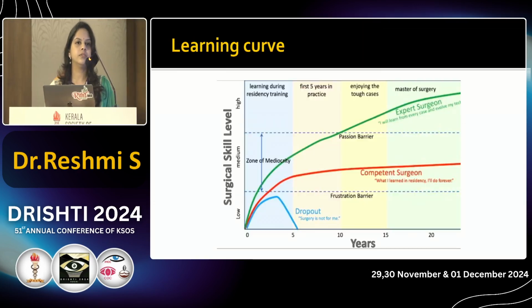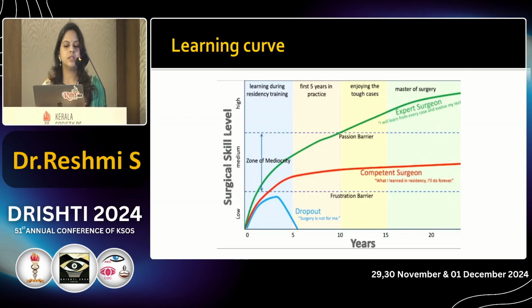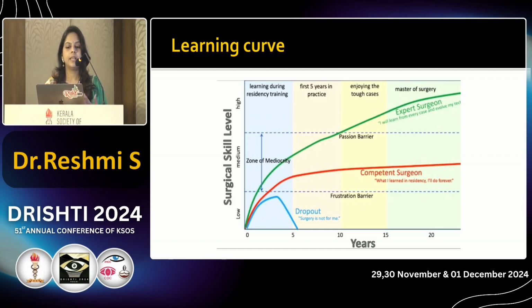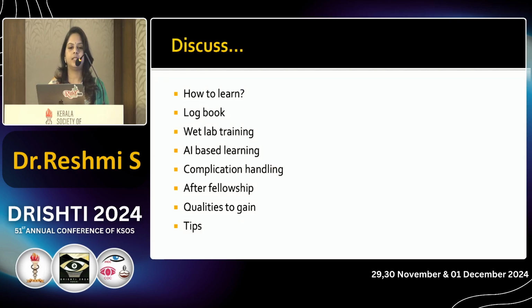There is a learning curve for all these procedures. Some surgeons may not be able to overcome the initial frustration barrier and they drop out. Some people will overcome this frustration barrier. They learn the surgical steps to become a competent surgeon, but they keep on doing what they learned during the residency period. They don't go for experiments and they don't enjoy tough cases. There is a third set of surgeons who will overcome this passion barrier. They find enjoyment in doing tough cases and they learn from each and every case they do. They become the expert surgeons.